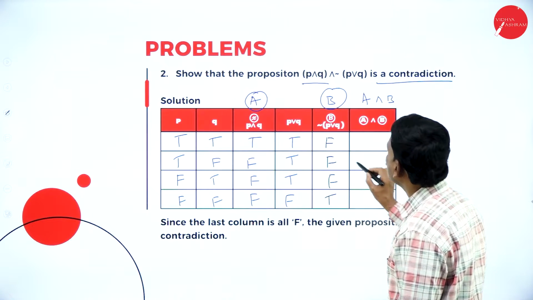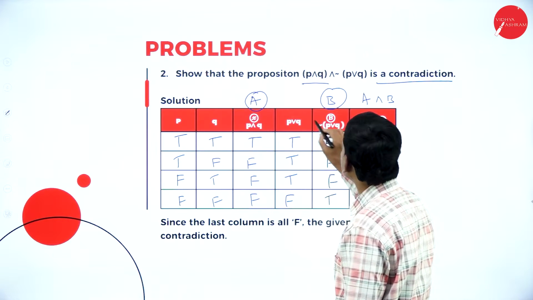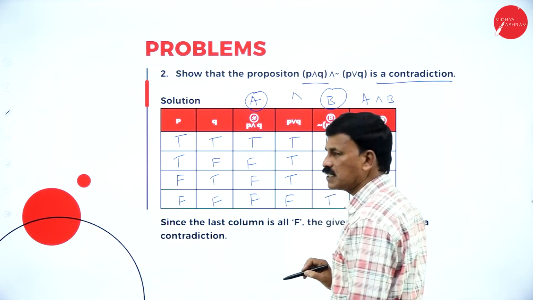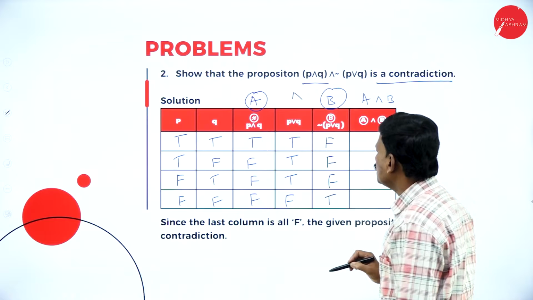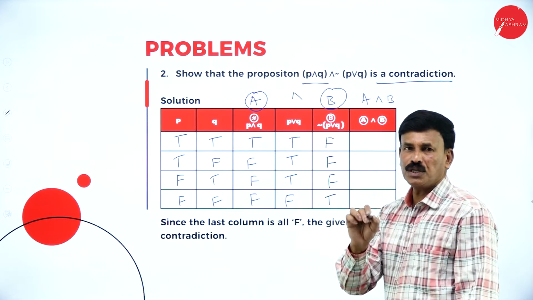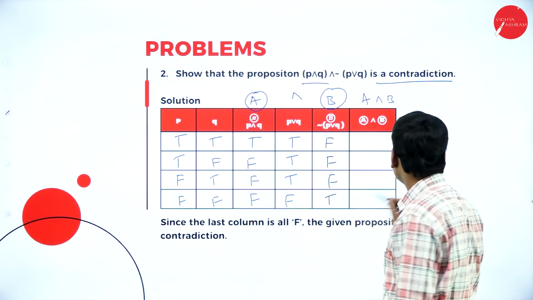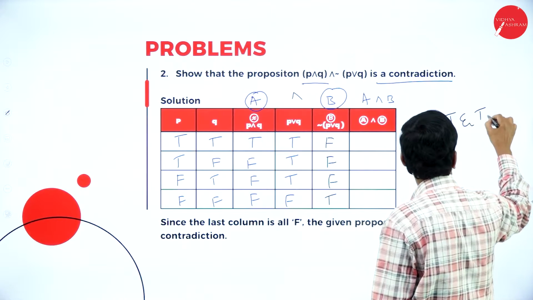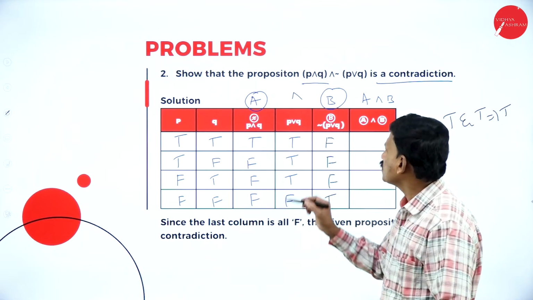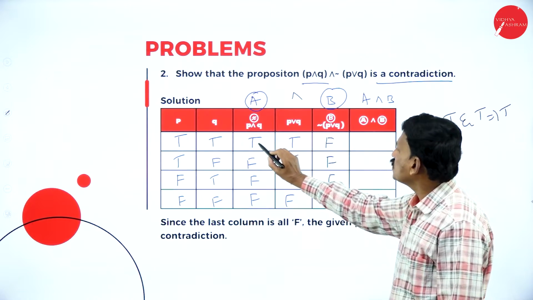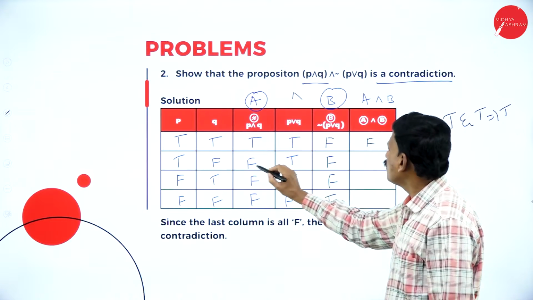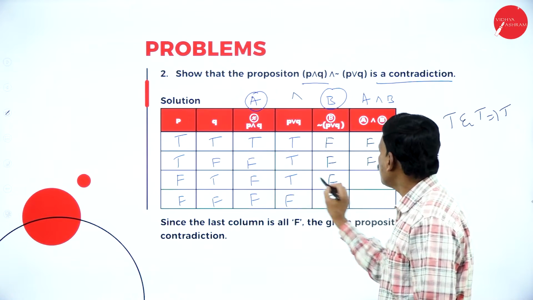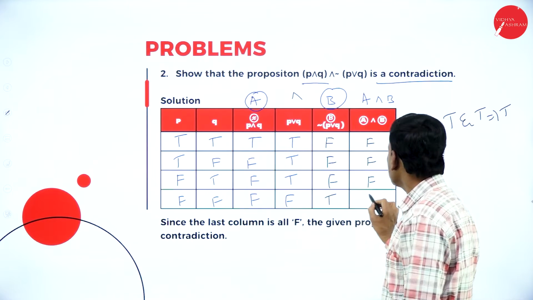Now, just connect these two. Connect A and B using a conjunction. So, what is conjunction? True and true is true. In all other cases, it is false. So conjunction between these two: true and false is false. False and false is false. Again, false and false is false. False and true is also false.